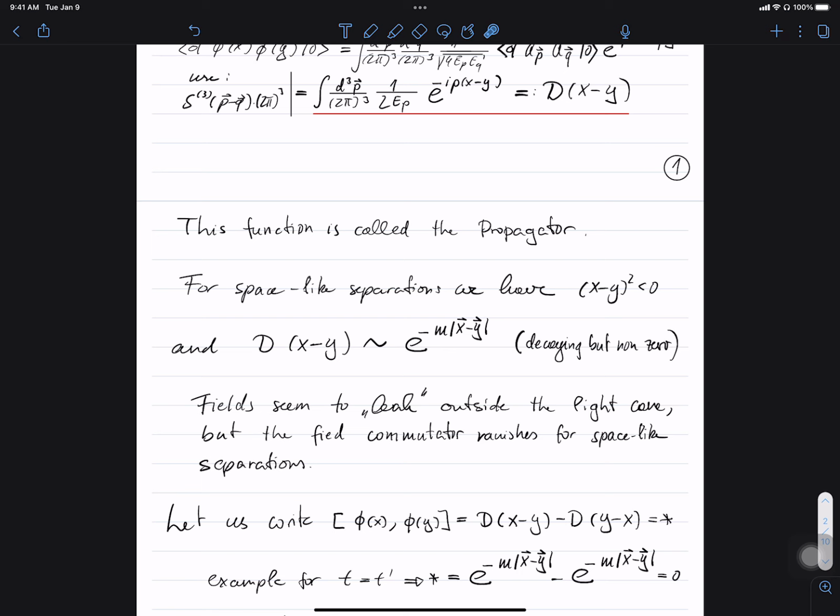We can rewrite it and show that we just have e to the minus m that multiplies |x minus y|. We can show that by picking explicitly t equals t prime and having a space-like vector separation and going through the calculations. But we see that the propagator decays exponentially outside of the light cone. If we have the light cone like this, as we remember, and 2 points like this, they're separated in a space-like manner. The propagator outside of the light cone decays, but it's non-zero.